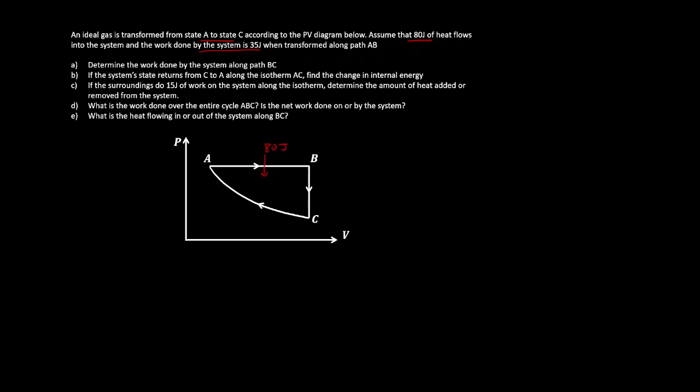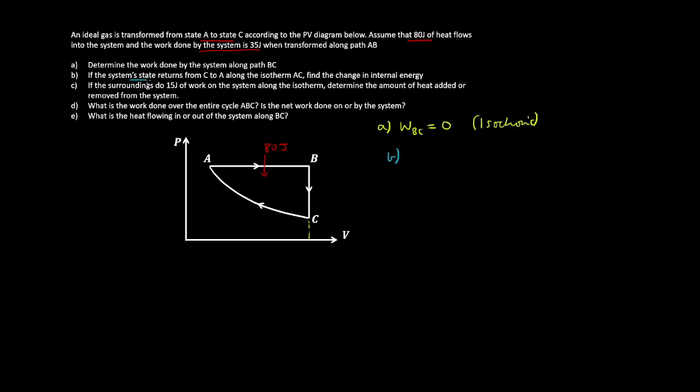Now part A asks us to determine the work done by the system along path BC. Well, as we can see, there's no change in volume along path BC, so the area under this straight line is 0, and therefore the work done is 0. So we have a constant volume, so it's an isochoric process.